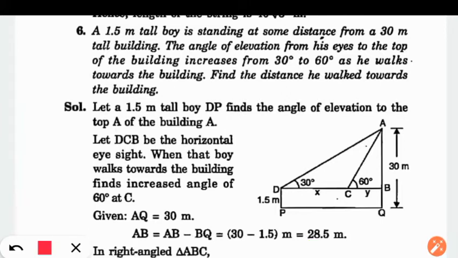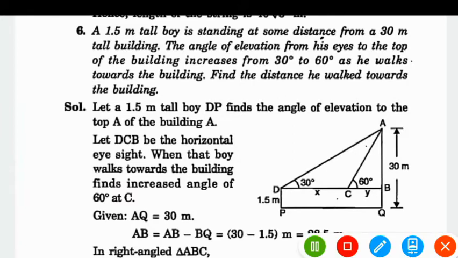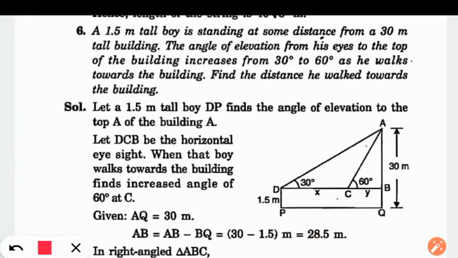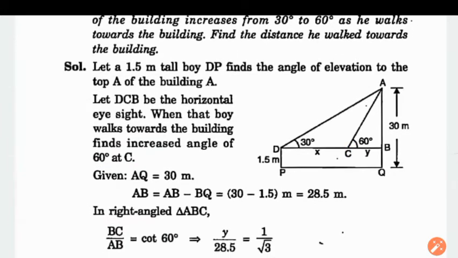When the boy walks towards the building and reaches the point C, he forms an angle of elevation of 60 degree with the top of the building. The statement should be like that. Now, AQ is 30 meter, which is the height of the building, the full building.